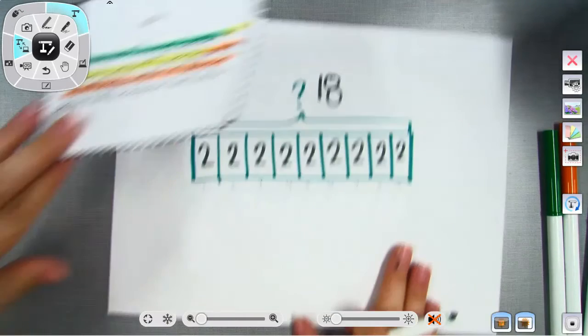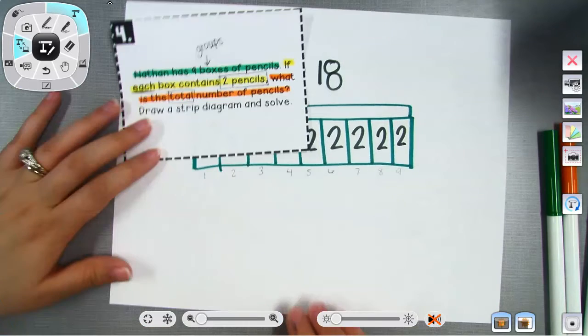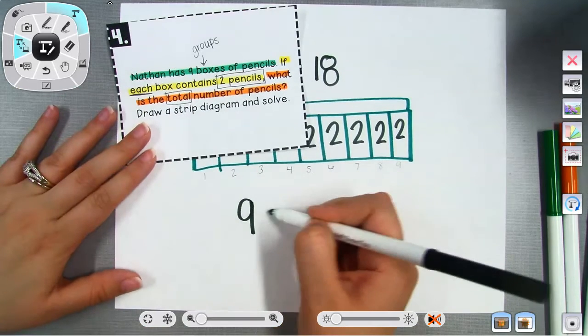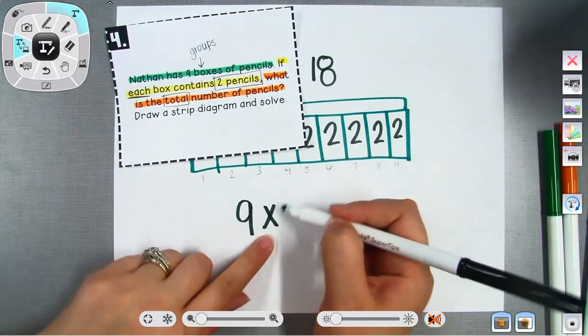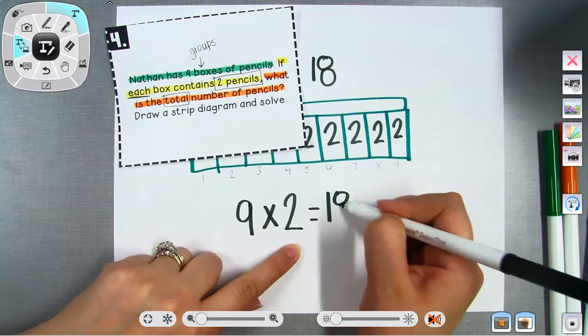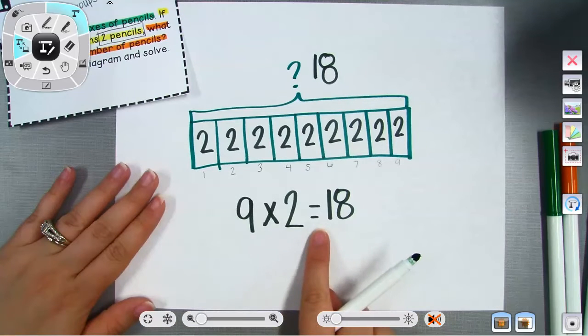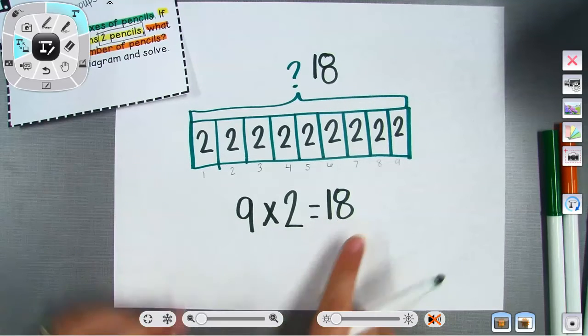Now, let's change this into what would my equation look like? Well, I know that it's going to be 9, because I have 9 groups, times 2, because I have 2 in each group, which makes 18. So 9 times 2 equals 18. Okay.